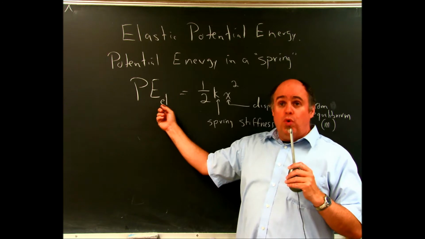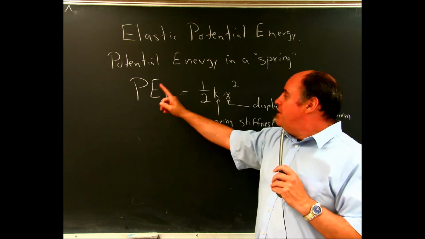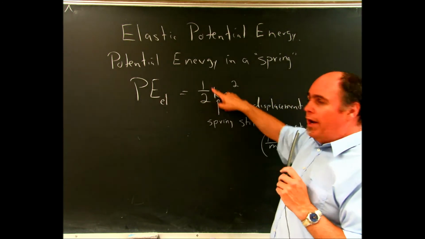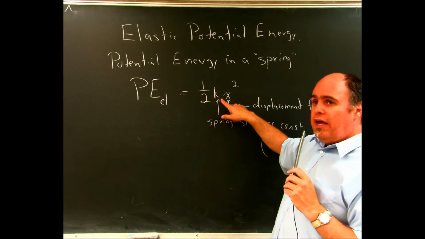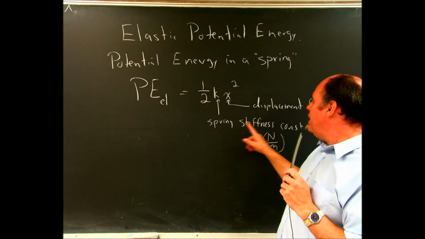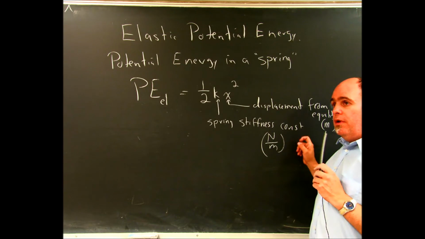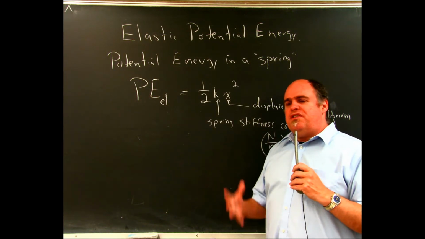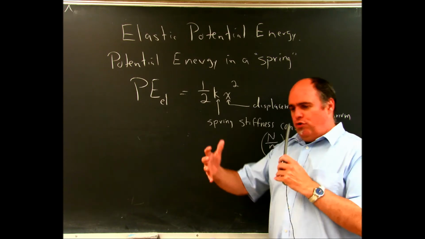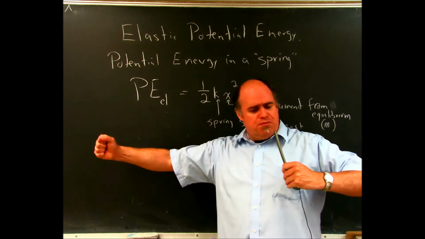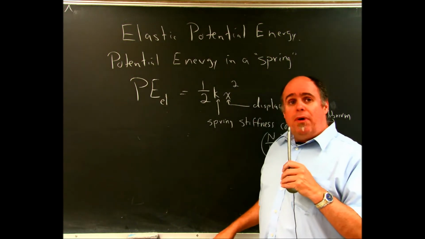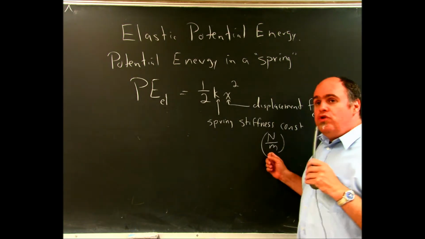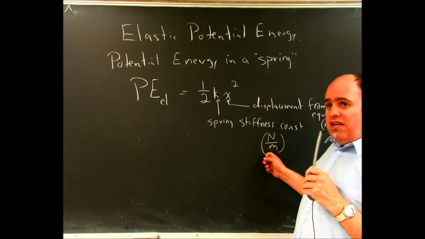Some books will write out the whole word elastic. So we have potential energy elastic. It equals 1/2 times small letter k. Small letter k is called the spring stiffness constant. So every spring has a certain stiffness to it. If it's very hard to move, if you grab the two ends of the coil and try to stretch the spring apart, and it doesn't move apart easily, it's got a huge number for the spring stiffness constant.